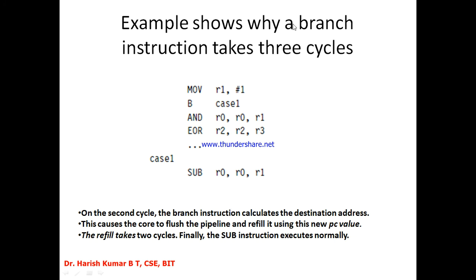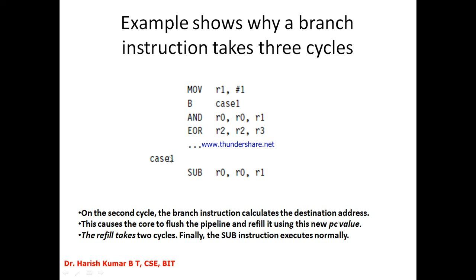And this shows why a branch instruction takes 3 cycles. When I explained earlier, I told you the branch instruction takes 3 cycles to execute. Now 1 cycle for the branch to execute and 2 cycles for flushing the pipeline. Observe here: MOV R1, 1, B case 1. Now what happens in the execute cycle for this? Computation of the address will happen. Now the address, where the control should jump.